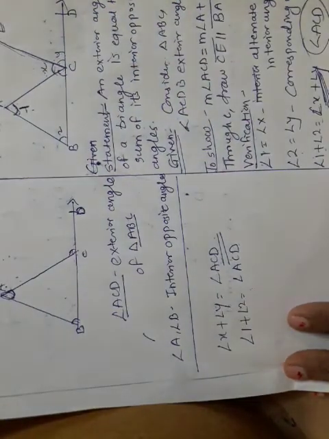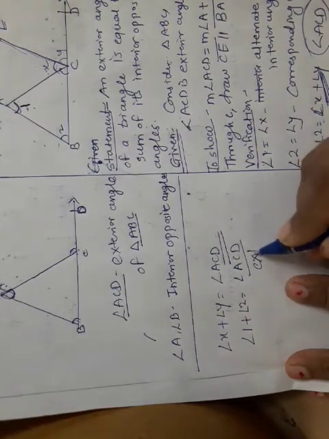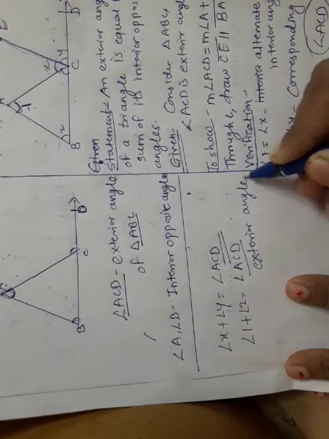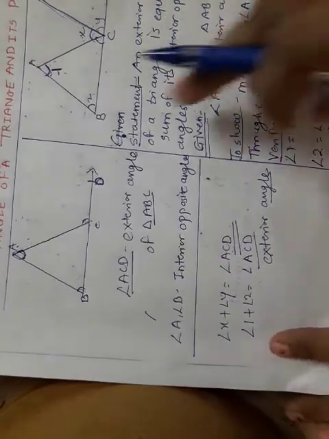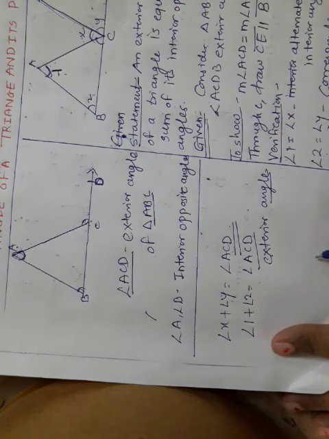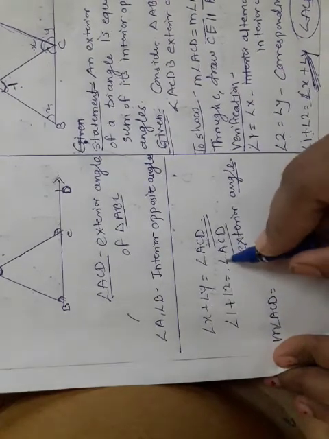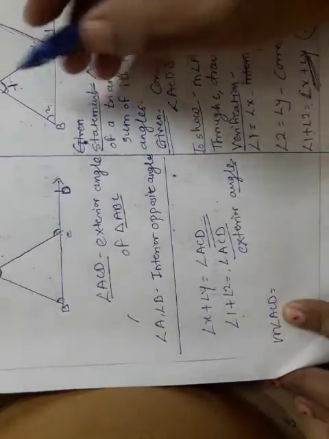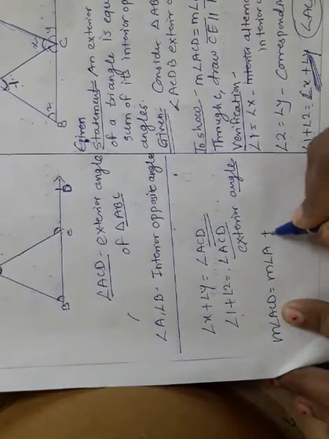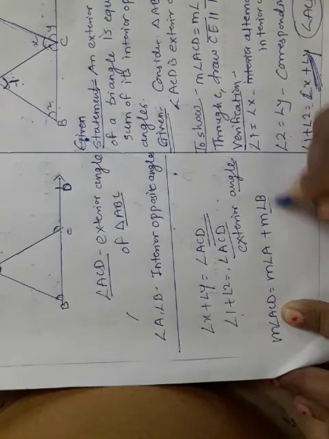Now ACD is what? Exterior angle. And angle 1 and angle 2 are what? Interior opposite angles. Therefore we can write that the measure of angle ACD is equal to angle 1, which means the measure of angle A, plus angle 2, which means the measure of angle B. So this is the proof.